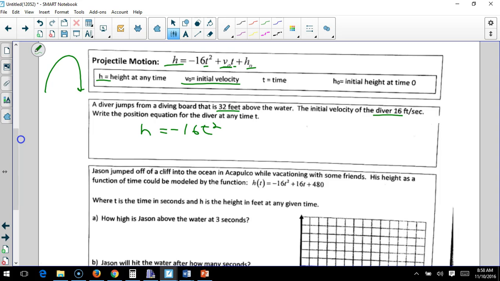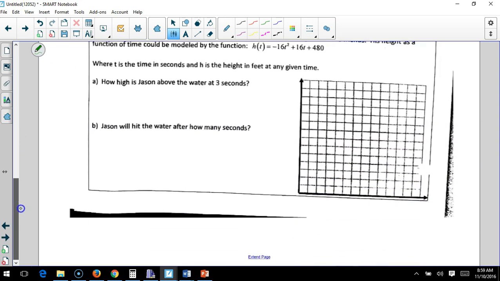Negative 16 t squared plus this number here, velocity, goes here, times time, and then plus 32. That's his feet, how much he was above water. Starting at 32 feet, launching off the board at 16 feet per second, and getting into the water. And that's all you have to do there. That's all I wanted you to do, set up the equation.